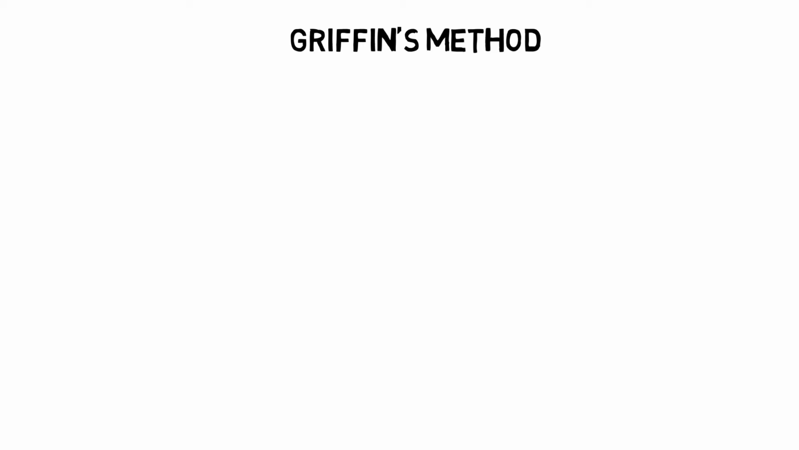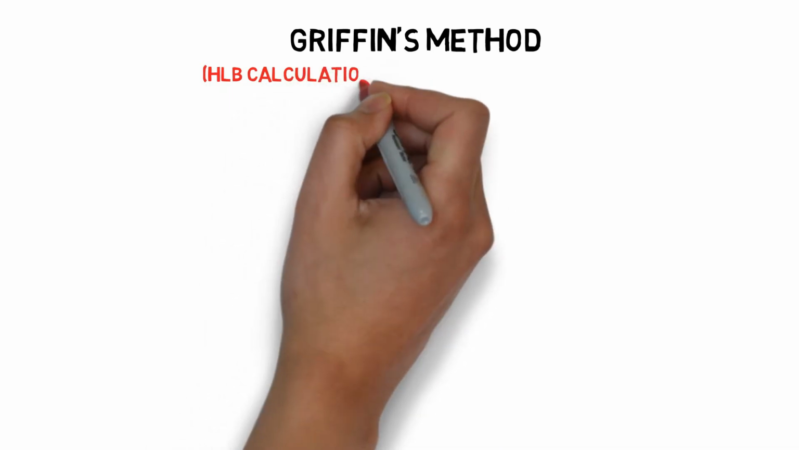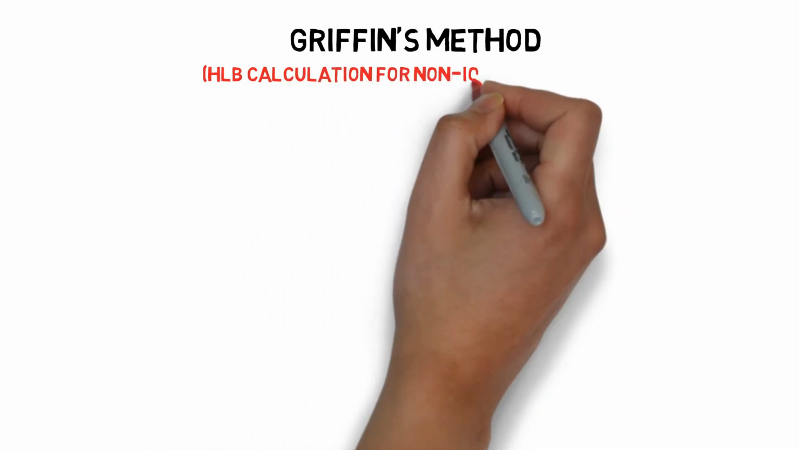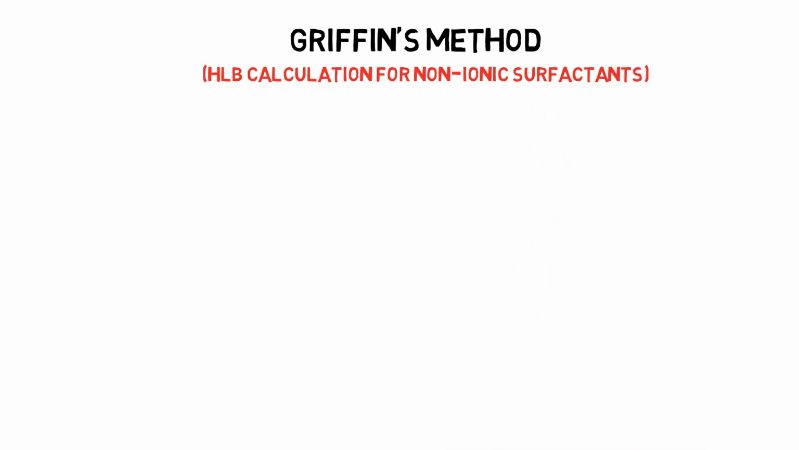In today's video, I will show you how to calculate HLB value for non-ionic surfactants. Remember, the Griffin method is the most specific in calculating HLB value of non-ionic surfactants. I have discussed before that the size and strength of the surfactant's head group and tail give us an indication of the nature of the surfactant. Hence, they are helpful in calculating HLB of the surfactant.